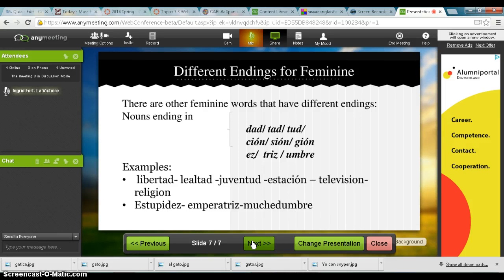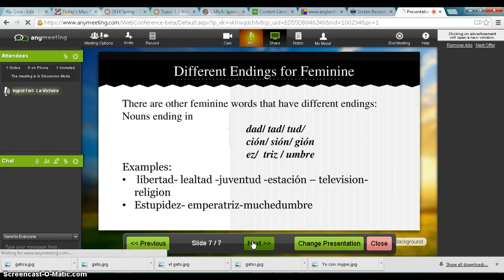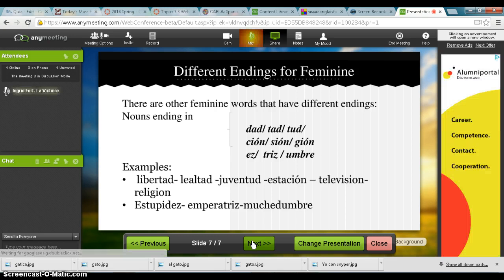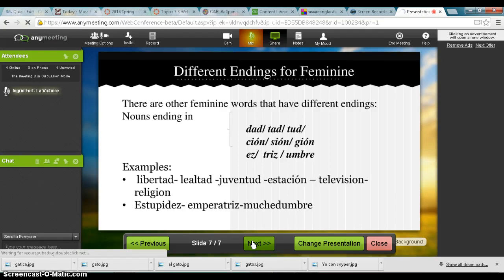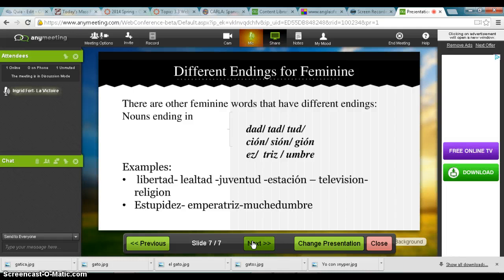Sión for canción. Sión with an S for televisión. Pion. Does anybody have a word for that? Religión. Z for languidez. Triz for actriz. Umbre for a word like costumbre.